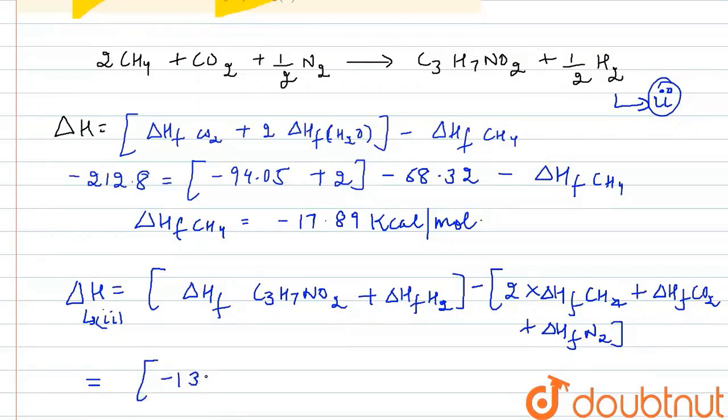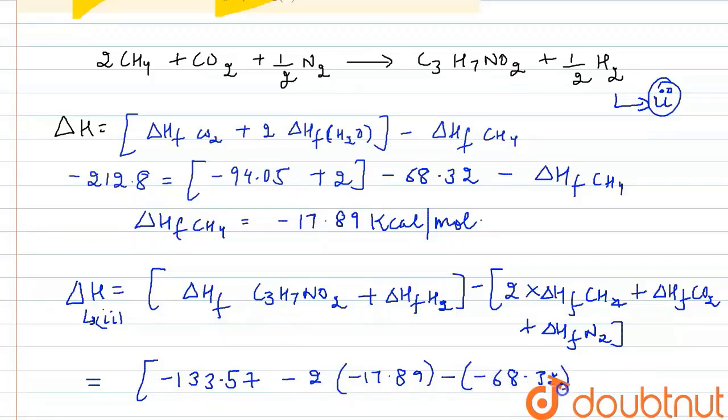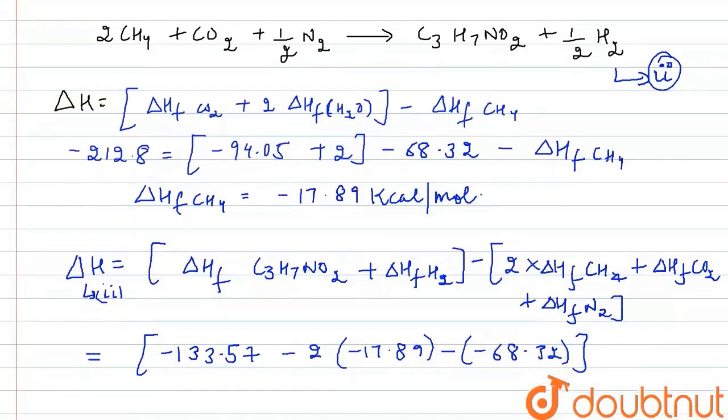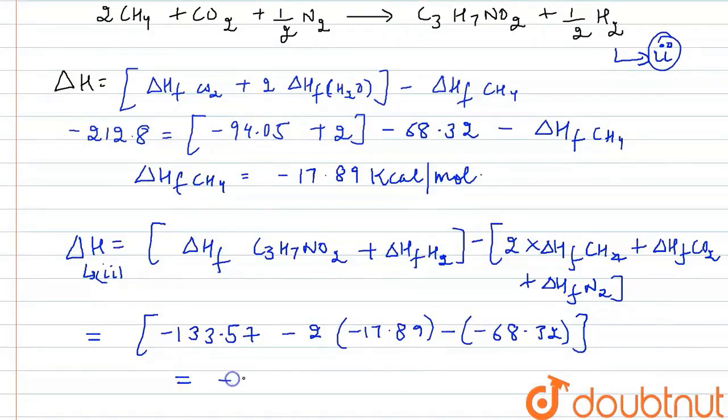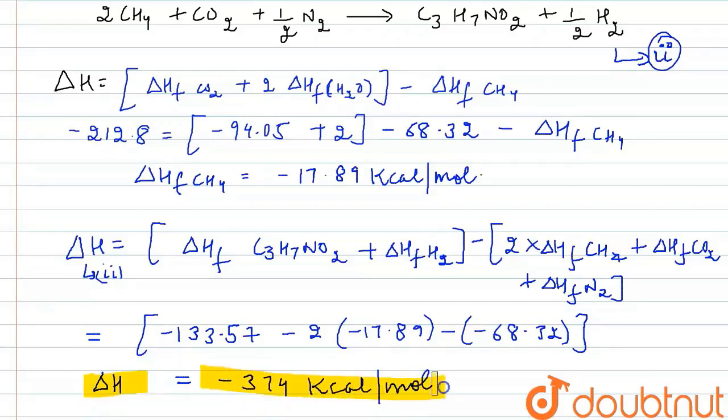We have minus 133.57 minus 2 into minus 17.89 minus 68.32. Now going to solve this. How much is the value coming out to be? It is coming out to be minus 374 kcal per mole. So this is your delta H value which is coming out here. So we have found out the first part, that is the enthalpy change of the reaction, which is equal to minus 374 kcal per mole.